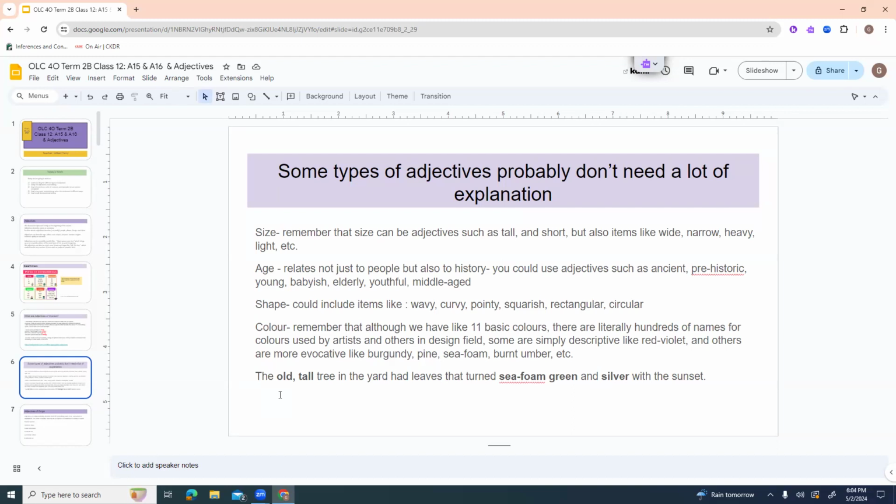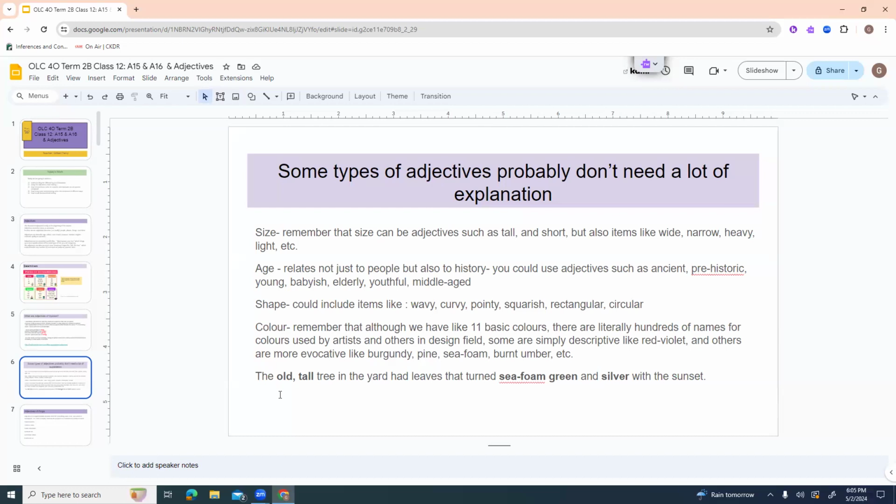Color. Remember that although we have like 11 basic colors, the kind that you'd get in a little Crayola box or in a marker box, there are literally hundreds of names for colors used by artists and others in the design field. Some are simply descriptive, like red violet, and others are more evocative and trying to make you picture something, like burgundy, pine, seafoam, burnt umber, right? If you ever go into a paint store and see the names that they have for some of the different colors, you'll see how many different ways there are to describe, say, a certain shade of yellow.